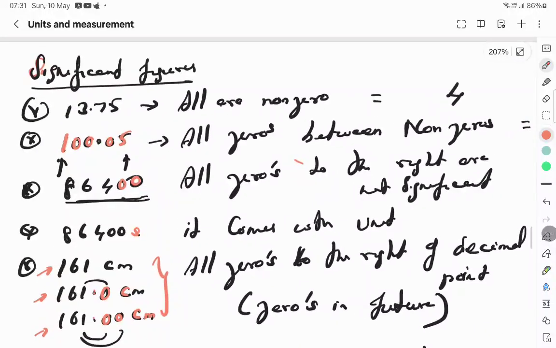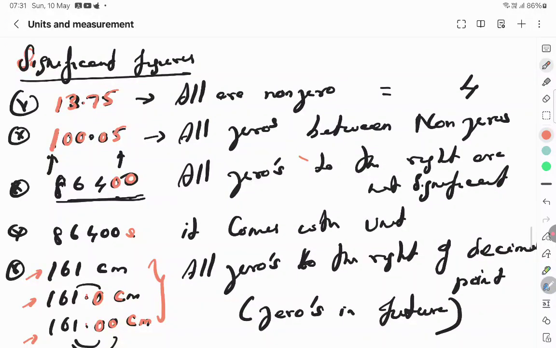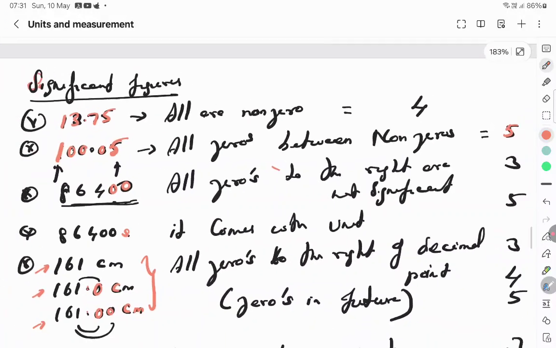So the next topic in units and measurements, significant figures. All non-zeros, 1, 3.75, none of it is 0, can be considered as significant figures. So therefore it's 4 significant figures. All zeros which exist between two non-zeros such as 1 and 5 should also be counted as significant. So there are 5 significant figures.